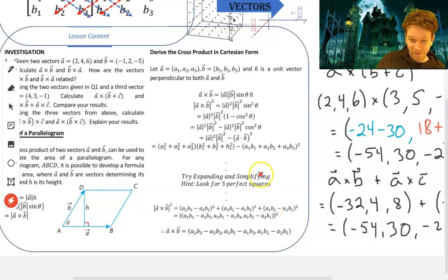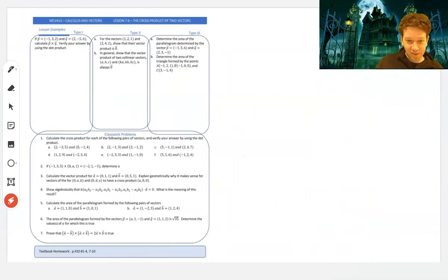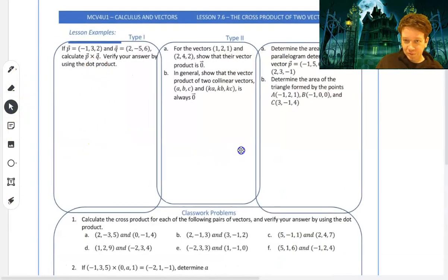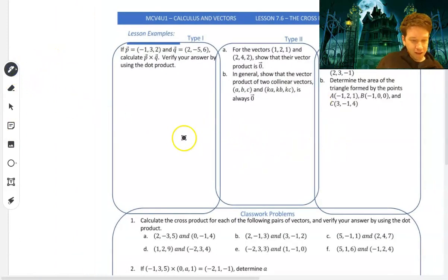So try it yourself. If you get stuck, the full proof is in your textbook, so you can look at that. But let's move on and try some example problems. So our first example problem says if we have vectors P and Q, calculate the cross product and then verify that with the dot product. All right, well, I'll do this for you one more time where I draw this out.